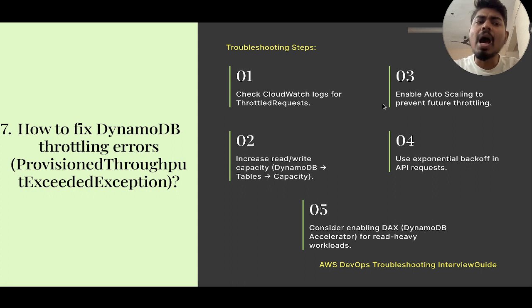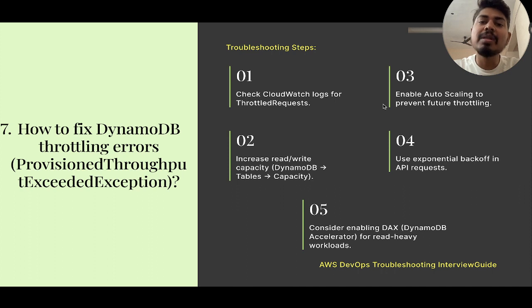Next issue is how to fix the DynamoDB throttling error, the ProvisionedThroughputExceededException. If you are getting this, how will we handle such kind of error? Check the CloudWatch logs for throttled requests. Increase the read and write capacity of your DynamoDB table. Go to the DynamoDB tables and capacity, and increase the read write capacity.